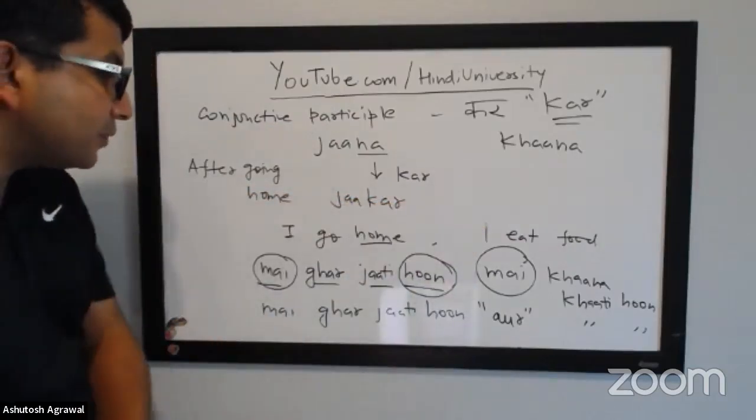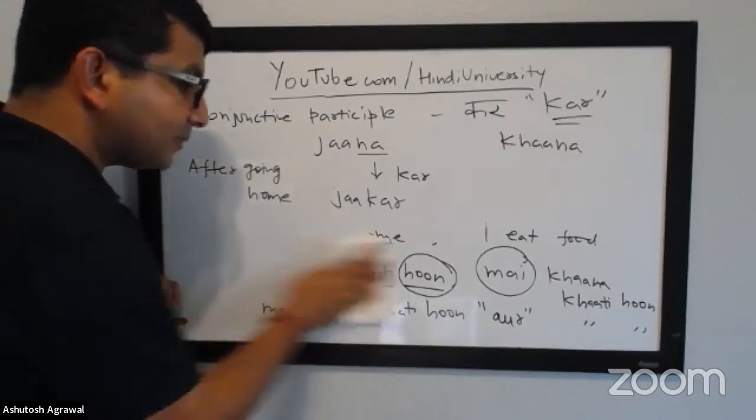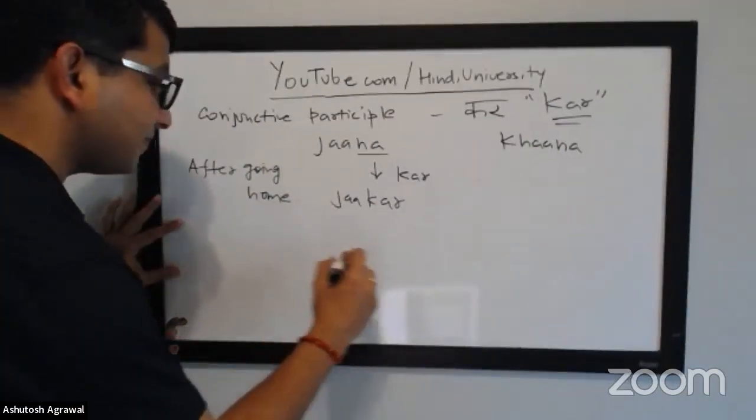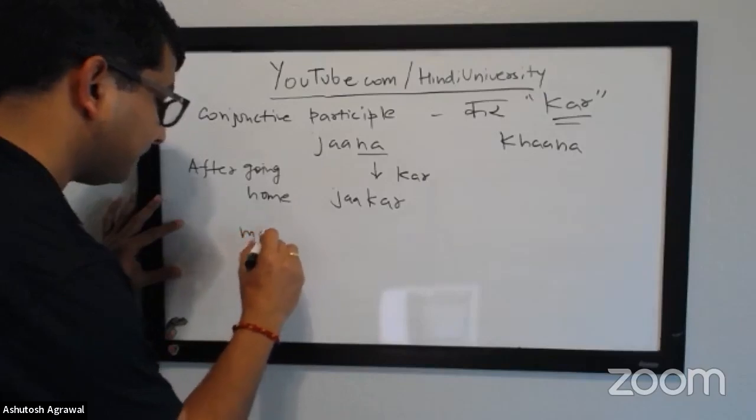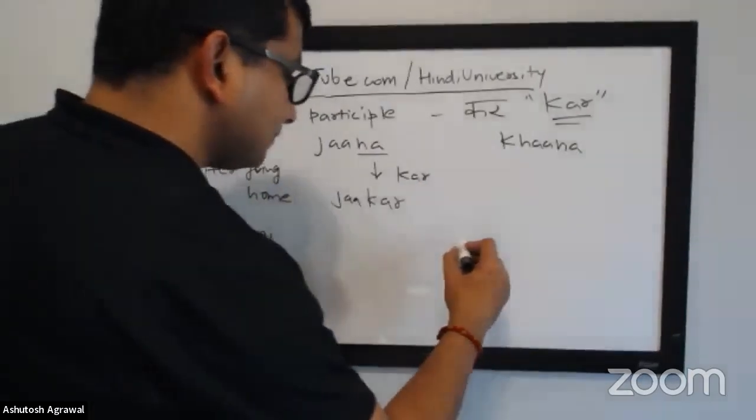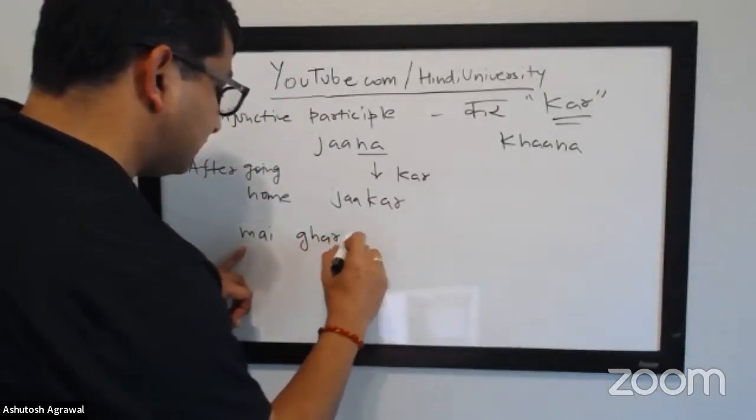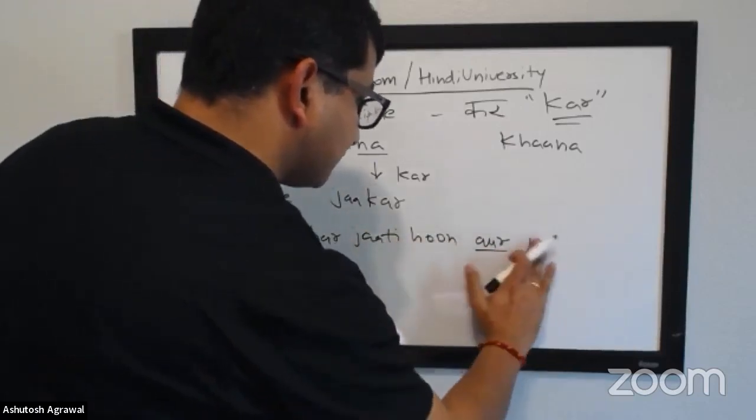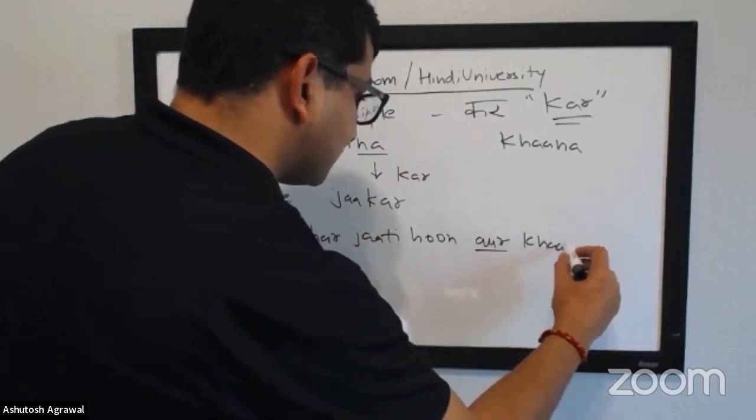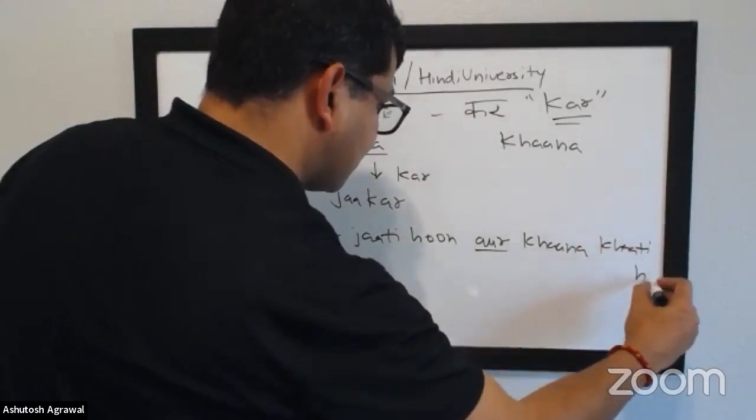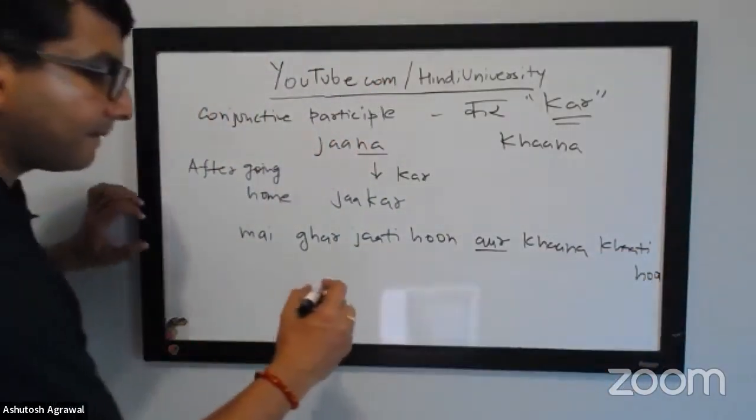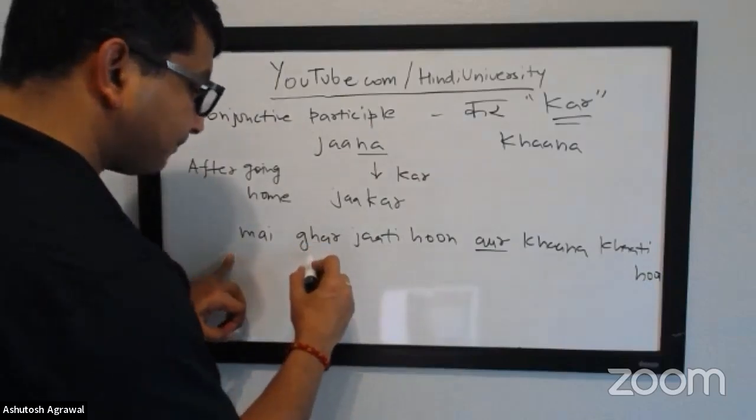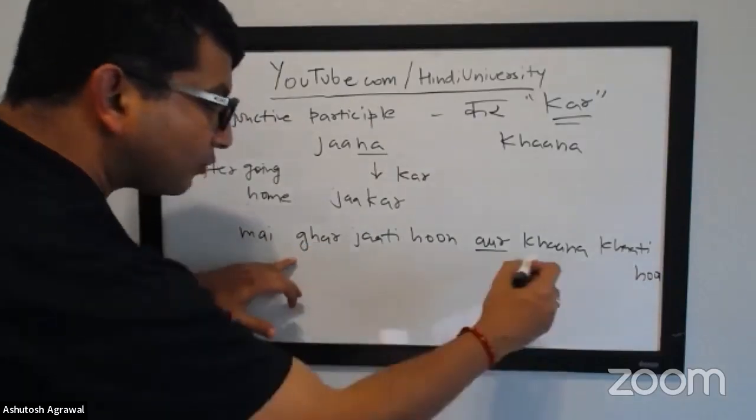Okay, so the final sentence will become, how will you say it, Barbara ji? मैं घर जाकर, और मैं खाना खाकर, हूँ.